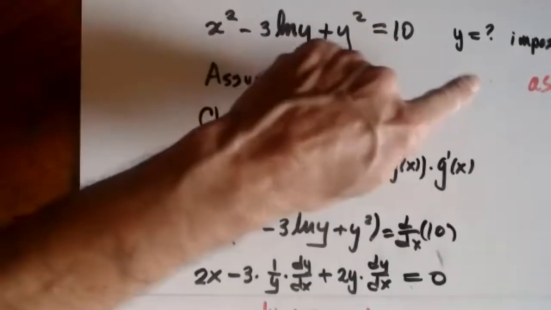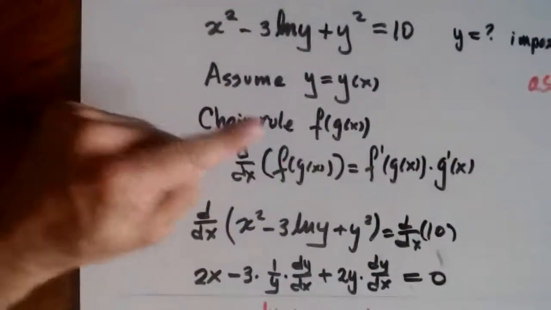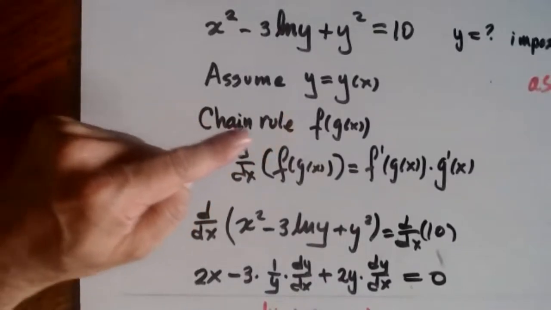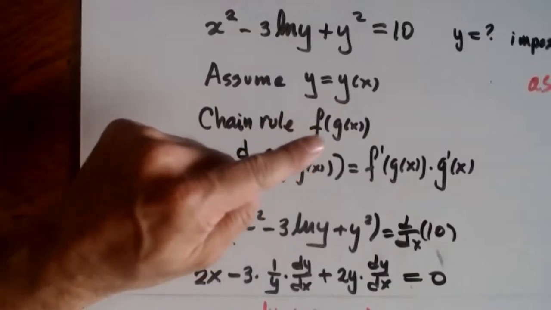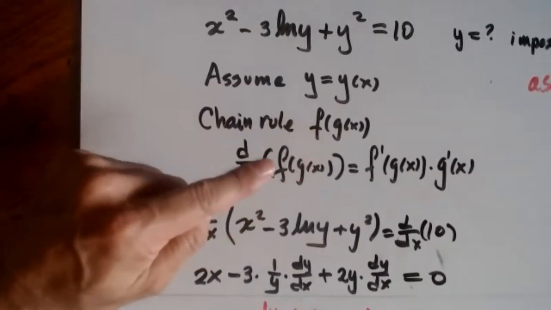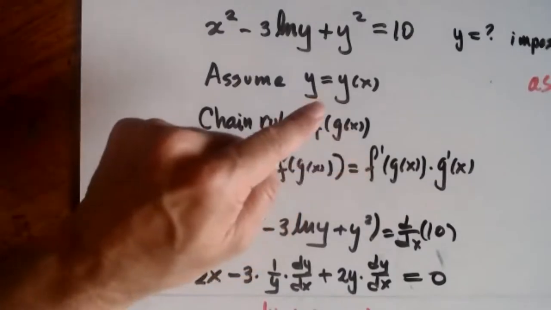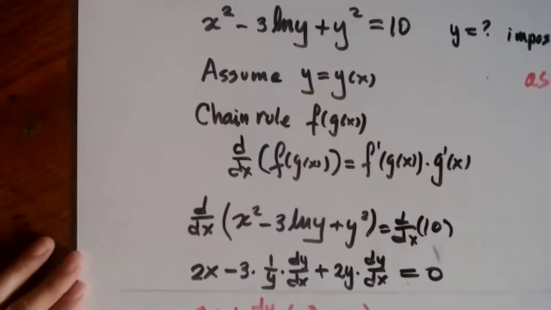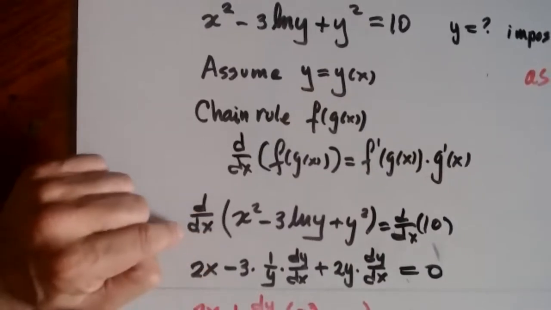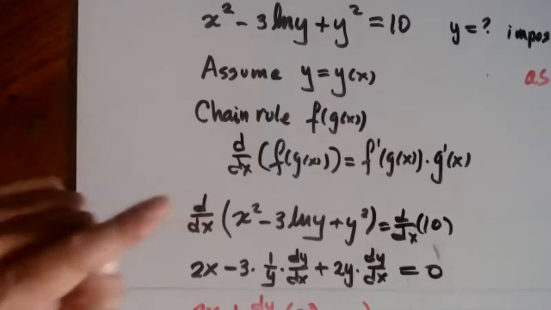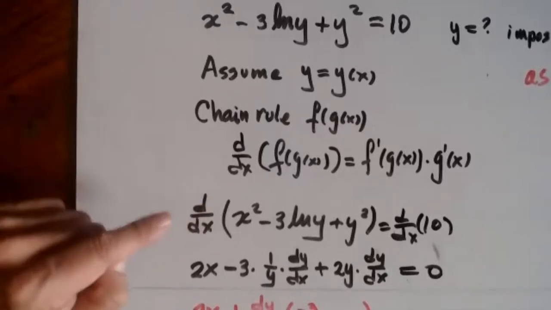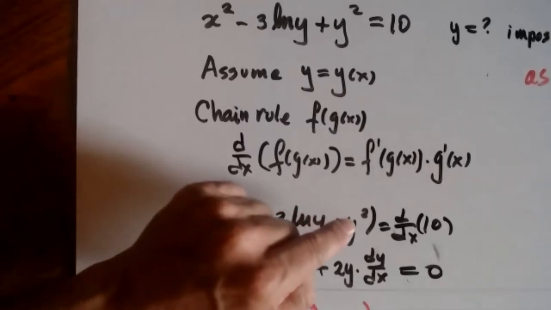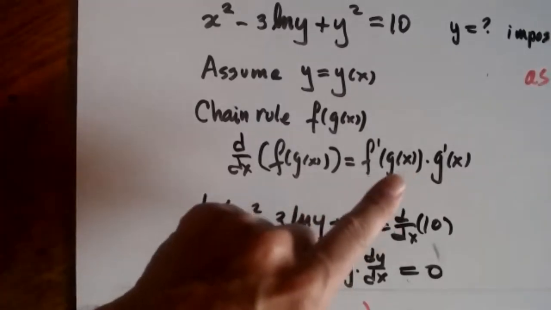This cannot be solved for y. You assume that y is a function of x, and then you use the chain rule. What is the chain rule? If you have a function inside another function, the derivative is the derivative of the outer function times the derivative of the inner function. That's the chain rule. Now I'm going to use that in the problem I have. I am assuming y is a function of x, so I have x squared plus 3 times ln of a function, plus the square of a function. So I can use this.